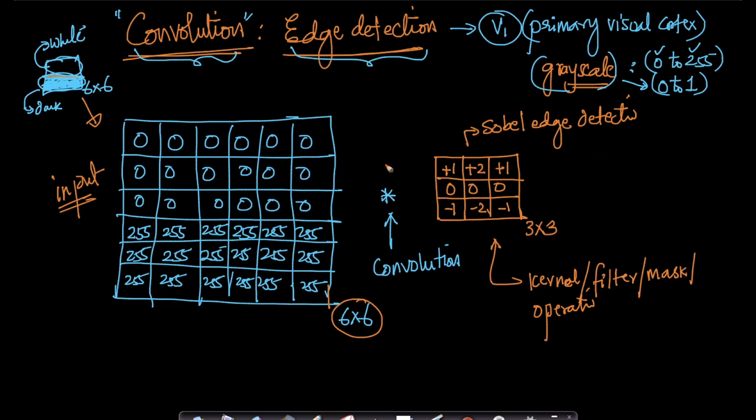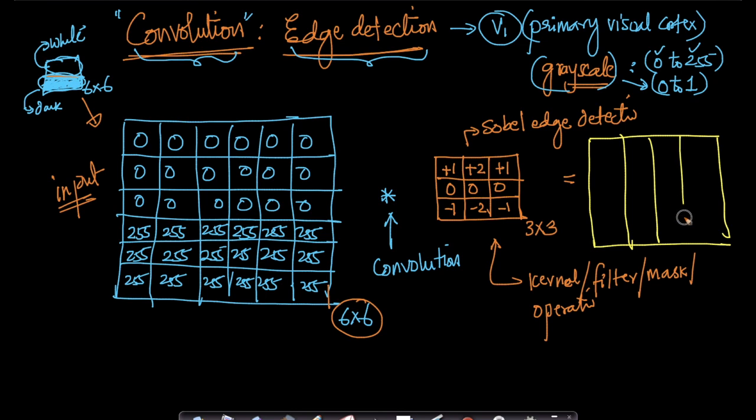So you have this matrix and you have this matrix. The operation of convolution generates a 4 by 4 matrix. I'll explain how it generates it. Let me walk you through this example so that you have much more clarity, and I'll explain why it creates a 4 by 4 matrix, and how it creates it.